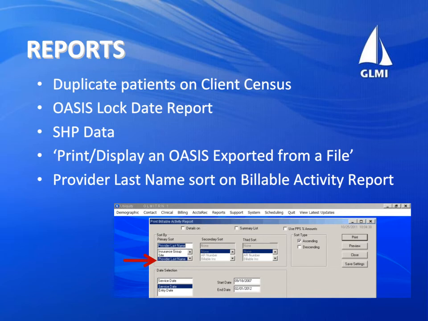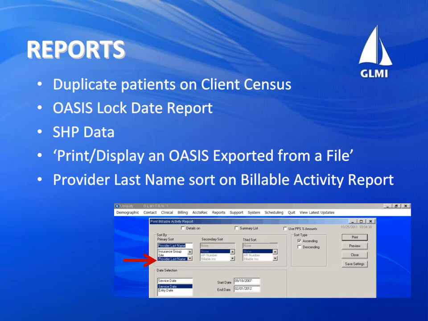There was an issue with duplicate information appearing on the OASIS lock date report. This goes back to the conversion to OASIS C. And the addition of the OASIS C files caused the information to print and be counted twice, and this has been corrected in the summer 2012 release.